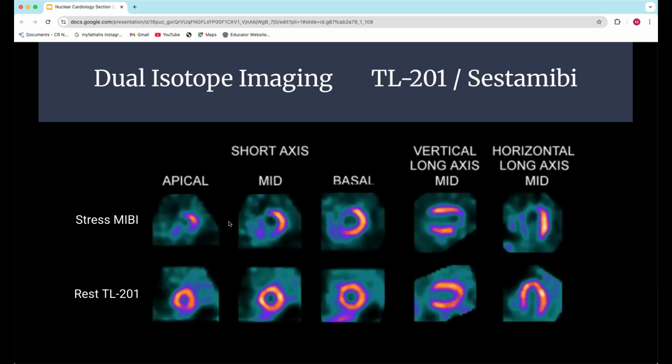Here's some pictures of one that was done. So this is our stress and our rest. And so you see that a defect in here, and then it fills in. So again, this is reversible. So some good images to look at.